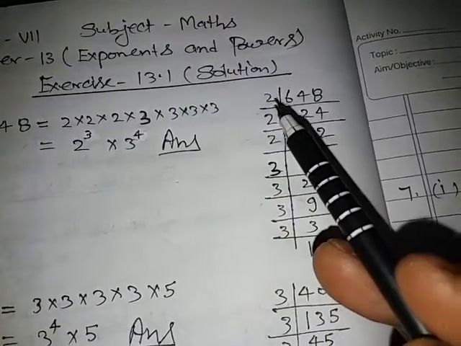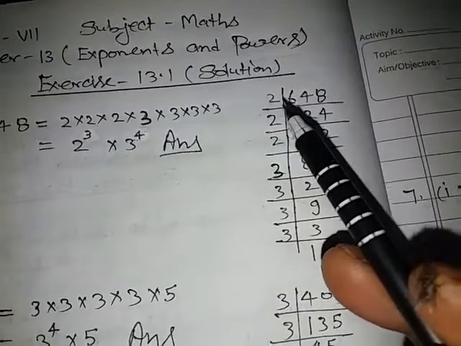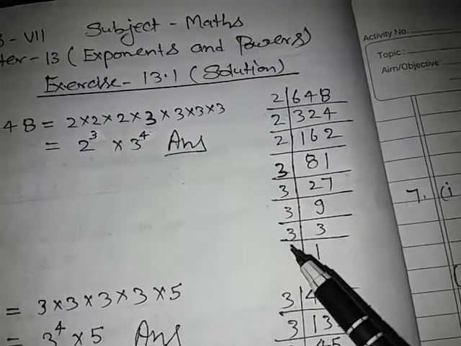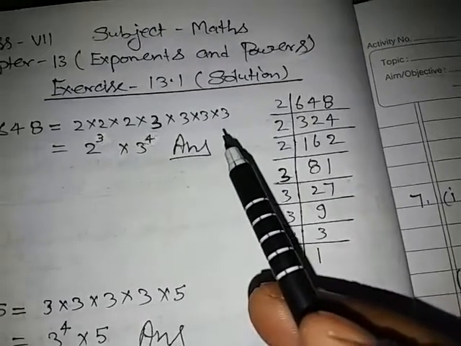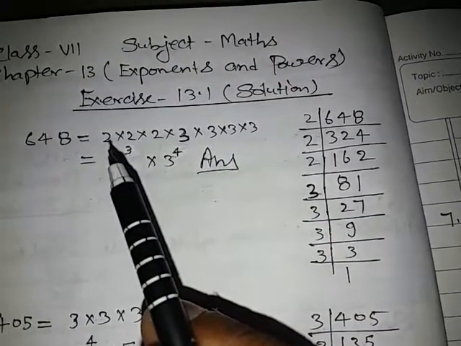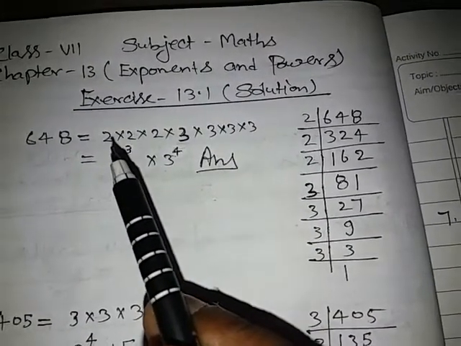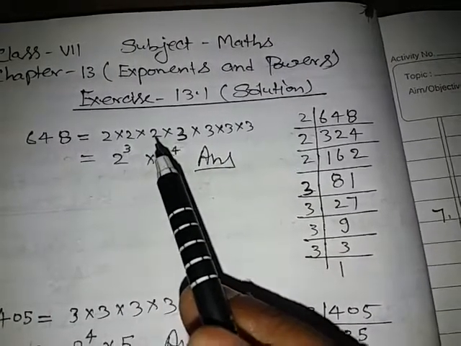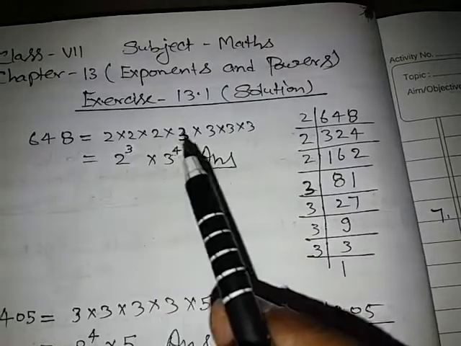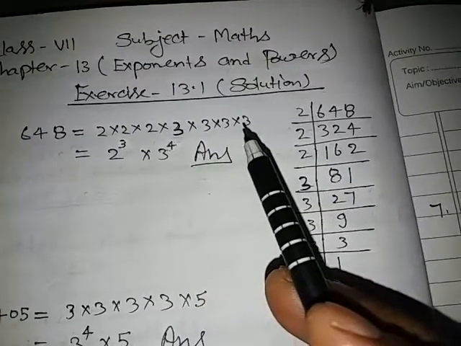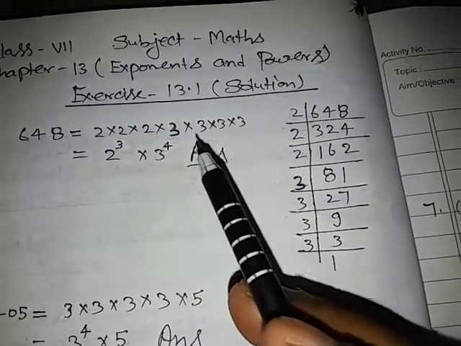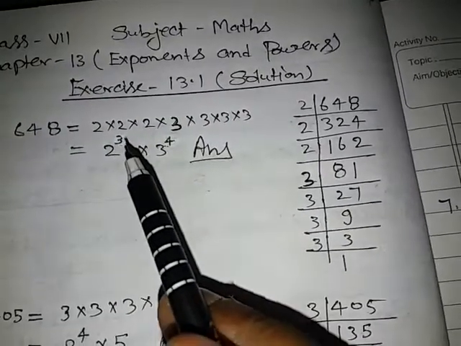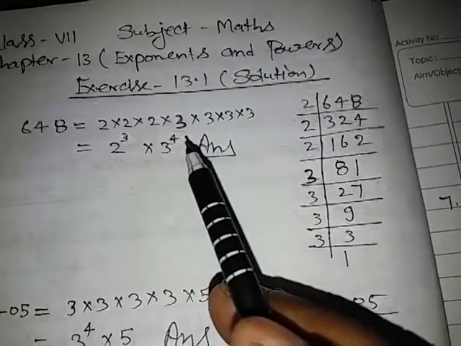So the prime factors of 648 are 2 into 2 into 2 into 3 into 3 into 3 into 3. You can see here 2 is given 3 times, so we can write it as 2 to the power 3, and 3 is given 4 times, so we can write it as 3 to the power 4. So the answer is 2 to the power 3 into 3 to the power 4.